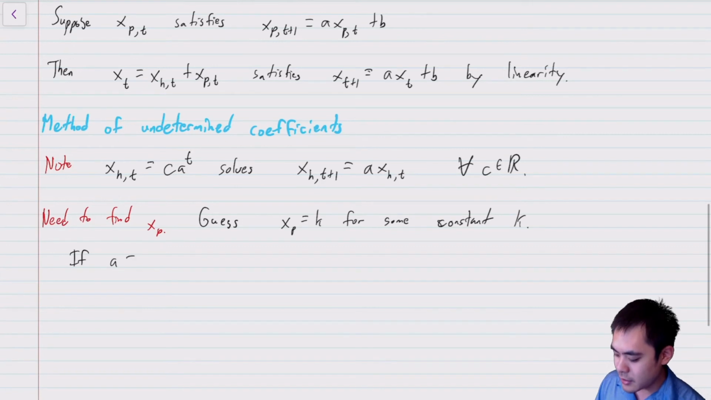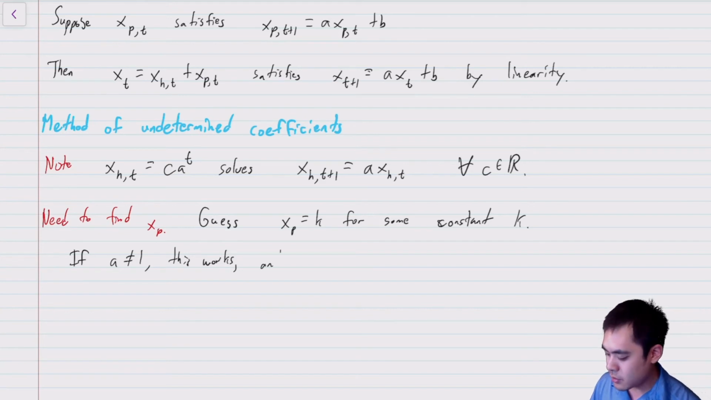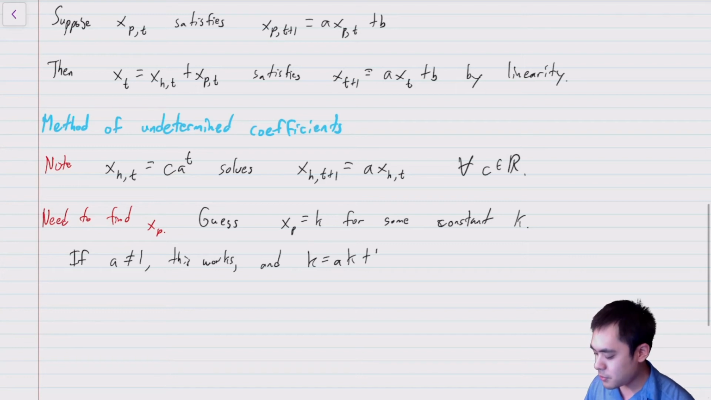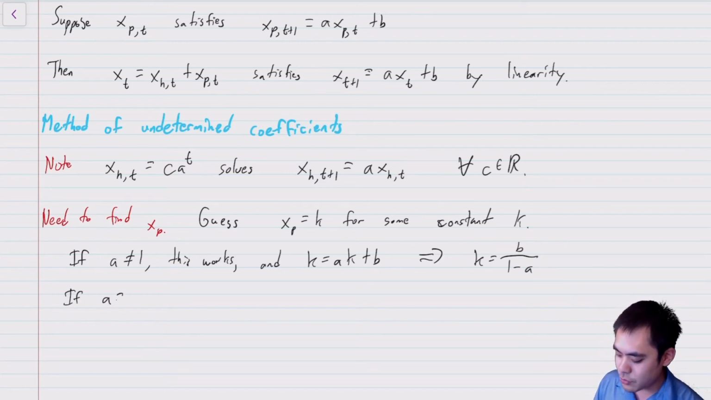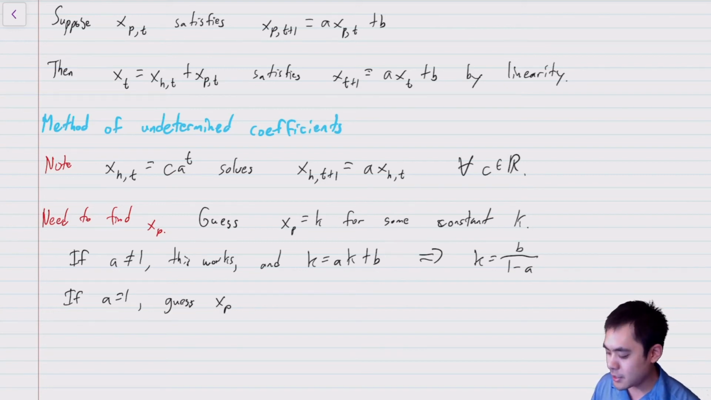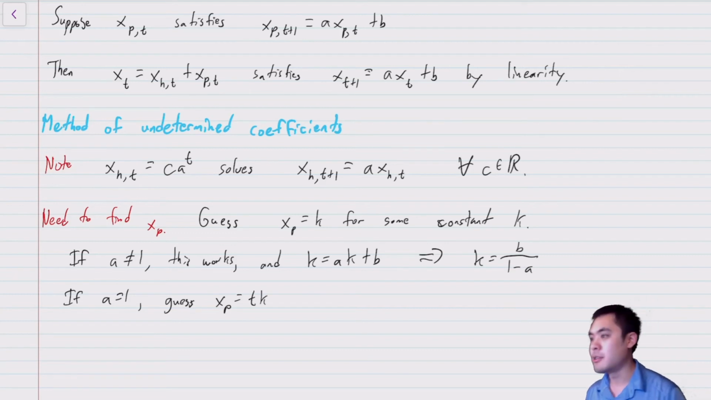So now, if a is not equal to 1, this works. And we get that k is equal to ak plus b, which implies that k is equal to b over 1 minus a. However, if a is equal to 1, this doesn't work so well. So instead, we do a different guess. We guess that xp is equal to t times some constant.